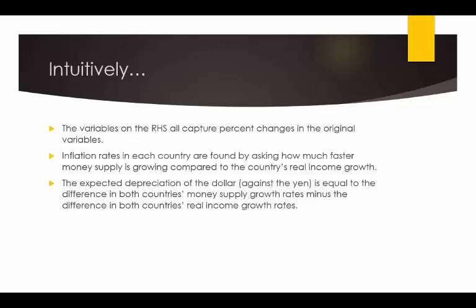The second equality follows from the quantity theory, where inflation rates in each country are simply found by asking how much faster money supply is growing compared to the growth of an economy's real income. Intuitively then, inflation is the result of printing too much money, where too much is determined by how fast output is growing.